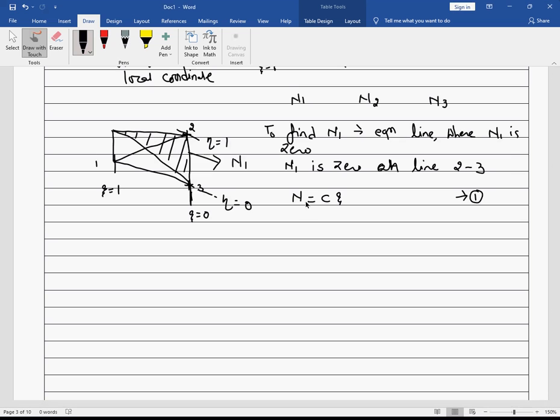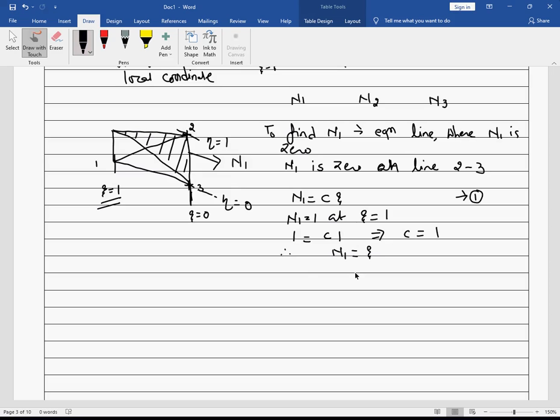Okay, so this is my N1. Now I need to apply the boundary condition. So I know N1 is 1 at zeta equal to 1. So therefore I'll put 1 equal to C times 1. So this gives me C equal to 1, and therefore I could write N1 as zeta. Okay, this is how I get the first shape function.